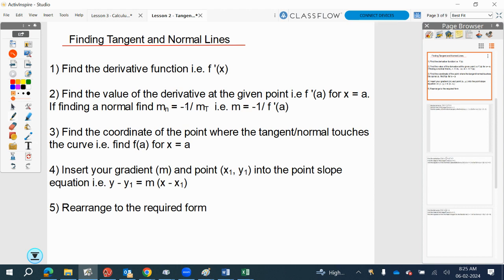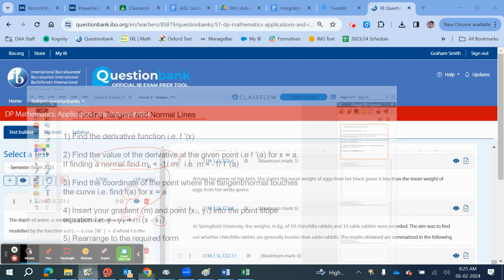If you're finding the normal, you need the negative reciprocal of the tangent to get the perpendicular line. After that, you've got to put A into the original function because you need a y1 as well as an x1. So when we're sticking in here, this will give you y1. The question will give you x1. Your gradient will come from whichever of these two you're doing. Then you stick it in there and you get your line. So let's have a go at our question.